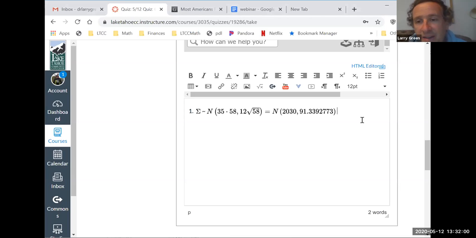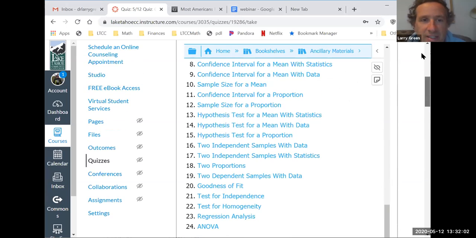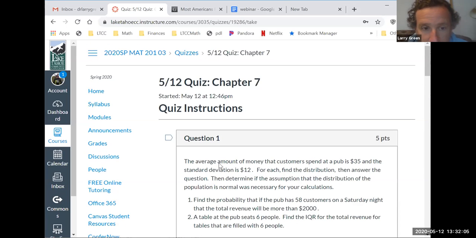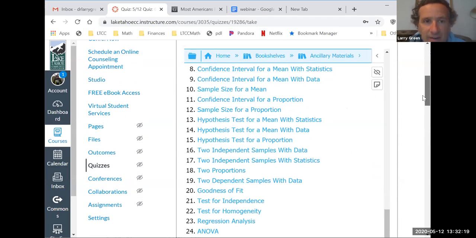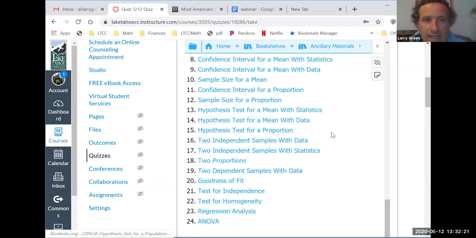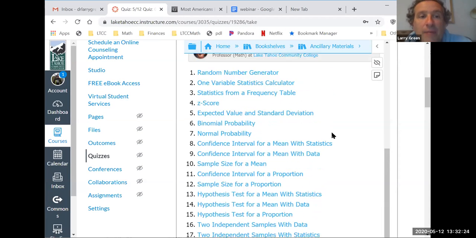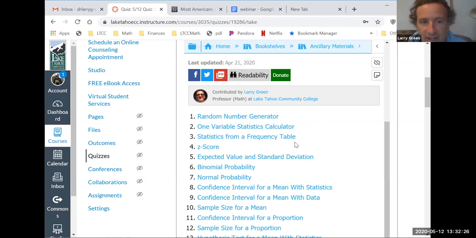Okay, now remember in the question, it said, find the distribution. I just did that. That had the tilde in it. Then answer the question. Answer the question means we've got to do the calculation. So to do the calculation, we definitely need our calculator. And for the calculator, what number do we go to in this case?